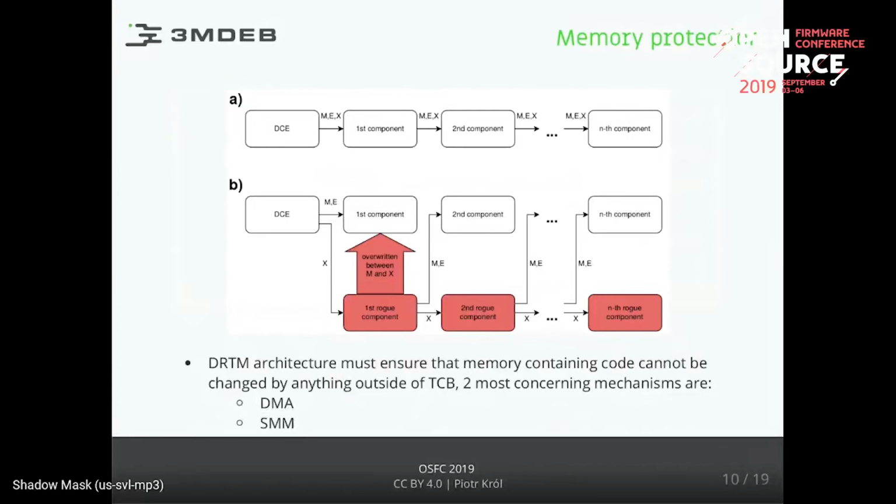But it may happen, in some corner case situation, that we measured and extended the component, but when we try to execute, something like DMA or SMM caused the execution of some rogue component. And to be honest, despite having correct measurement and correct extension of the PCRs, we're running some rogue component because of the manipulation through DMA or SMM. And in that way, of course, DRTM will not work, and this causes problems.